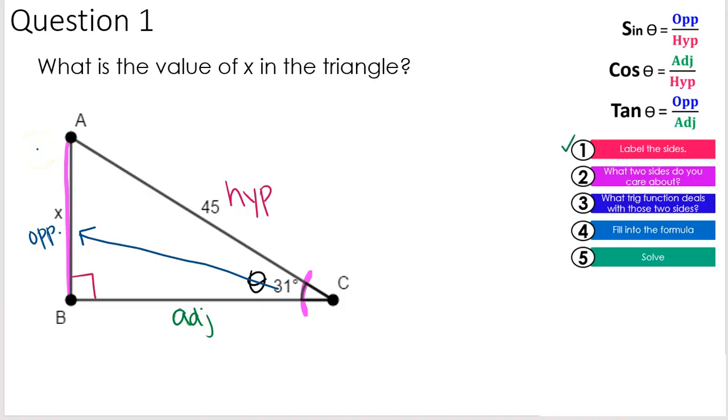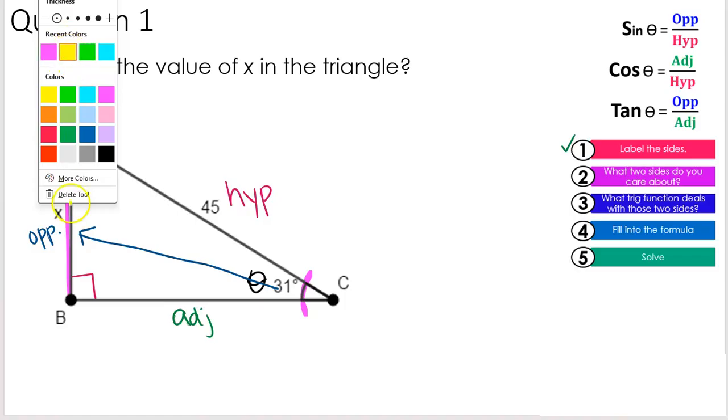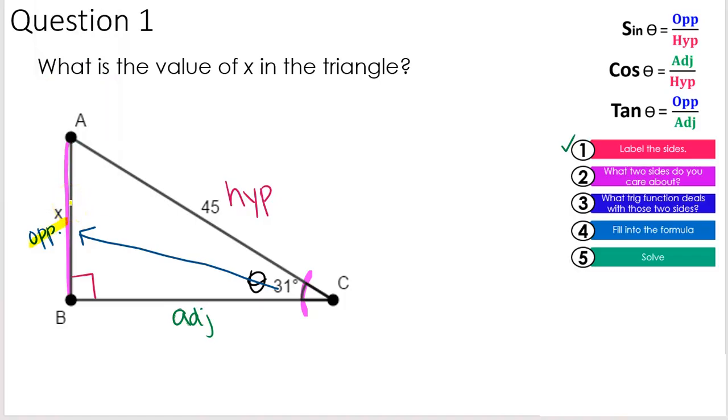Step two, what sides do you care about? Well, first of all, what side am I trying to find? I'm trying to find that opposite side, right? That's the one with the x. That's one I care about. And then the other side I care about is the side length that they give me, which would be this hypotenuse. So those are the two sides I care about, the opposite and the hypotenuse. Okay, I'm going to check that off.